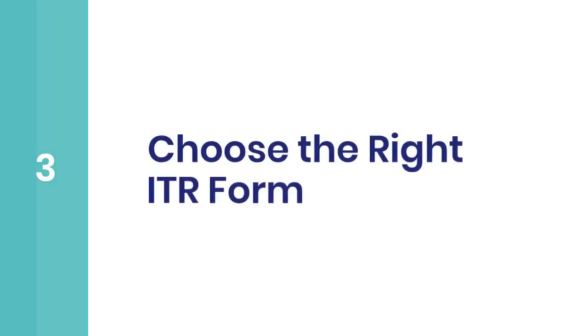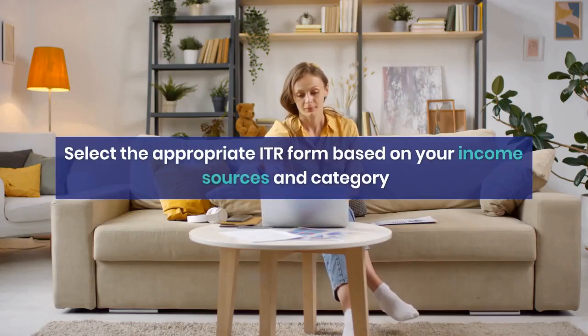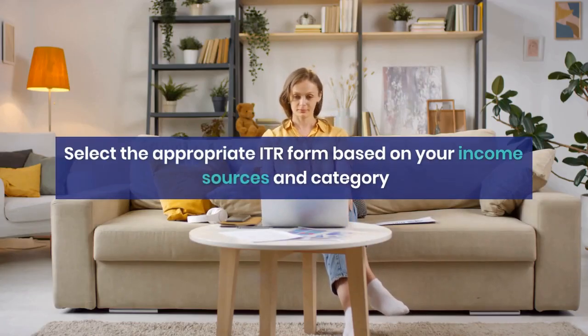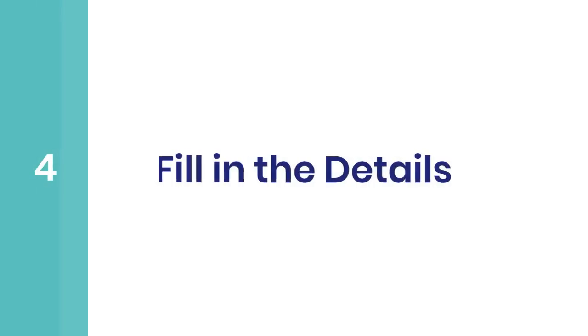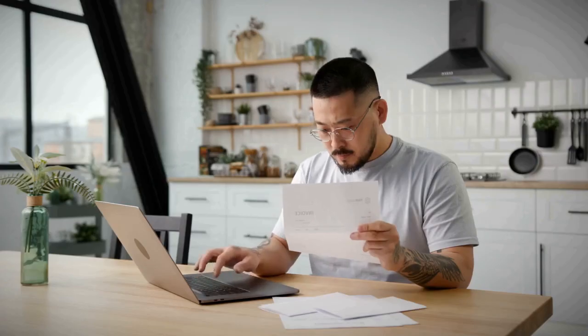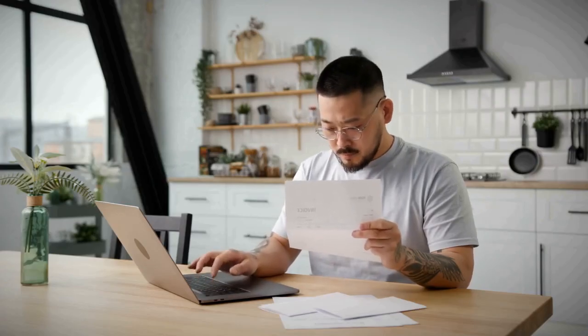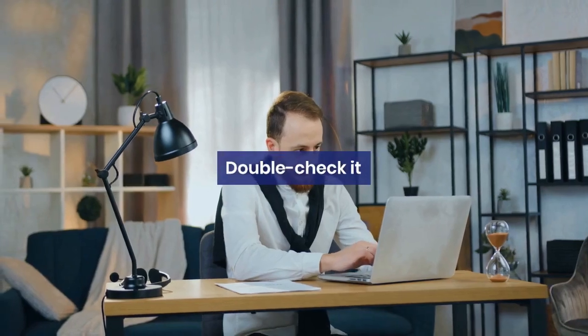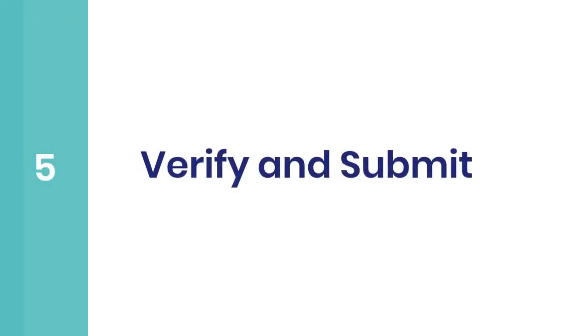3. Choose the right ITR form. Select the appropriate ITR form based on your income sources and category. 4. Fill in the details. Enter your income details, deductions, and exemptions. Double check it. 5. Verify and submit.